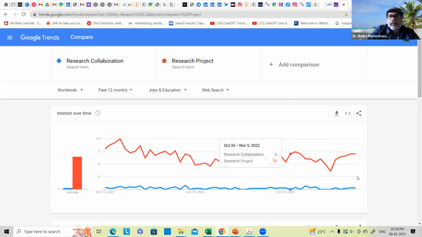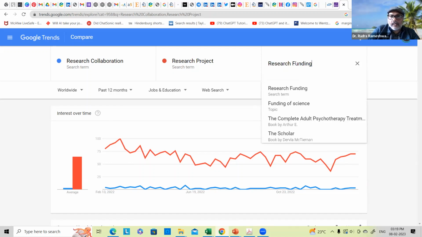But if you see niche-wise, in the niche market, maybe you are a good researcher, a great researcher, I must congratulate. But you are not collaborating more. You are not opening the window to the world. So you can see jobs and education, if I put together, that is see. Even I can compare these research projects and research collaborations with the research funding.